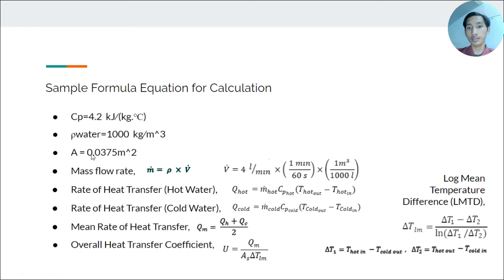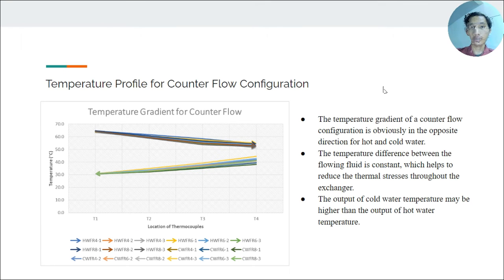Moving to the next slide, this is the sample formula equation for calculation. Basically, this is the same formula we used to calculate the parallel flow data, but only the log mean temperature difference formula is different. For counter flow, we use T1 equal to T hot in minus T cold out, and T2 equal to T hot out minus T cold in.